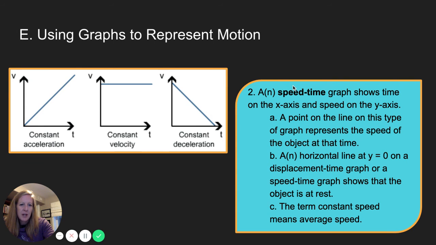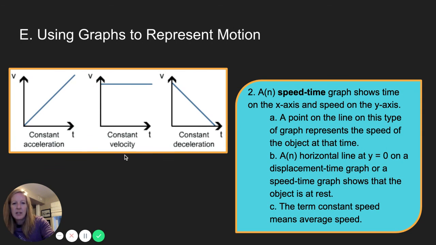There are also speed versus time graphs, and speed versus time graphs tell us about acceleration. A point on this line represents the speed of the object at that time. This is velocity or speed over time. If the line is flat, if it's horizontal, that means there's constant velocity. If the line slants down, there's constant deceleration. If it slants up, it's constant acceleration.